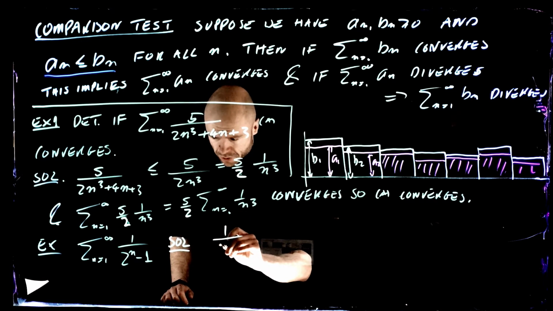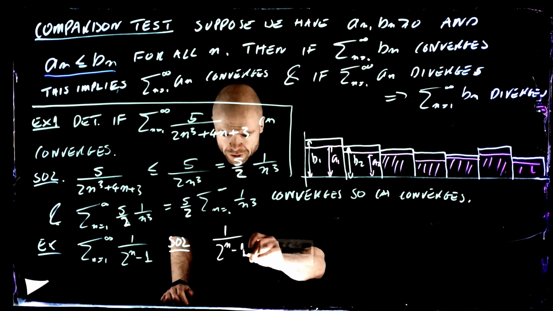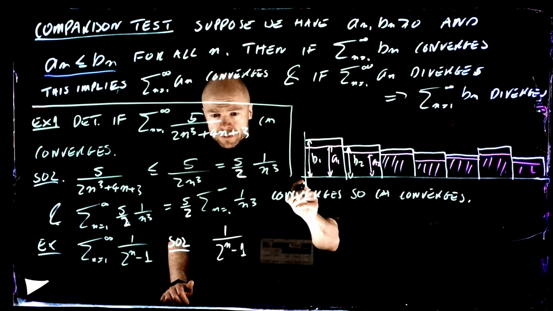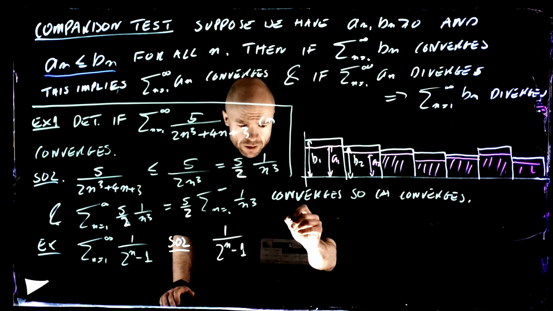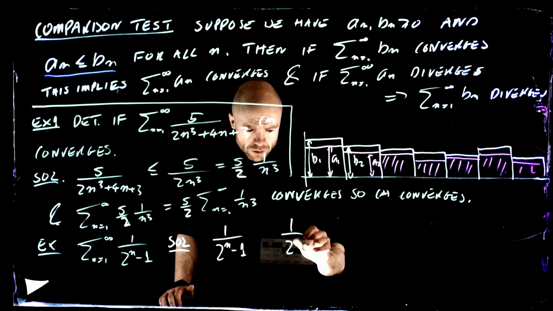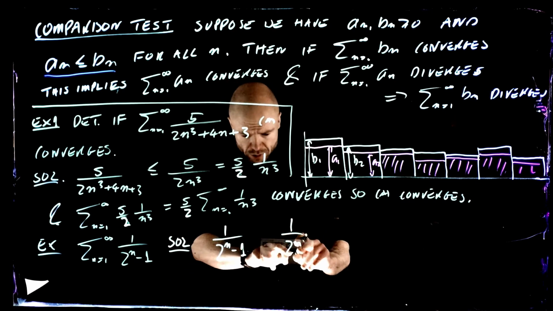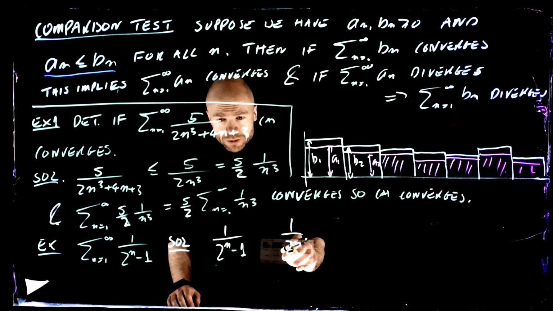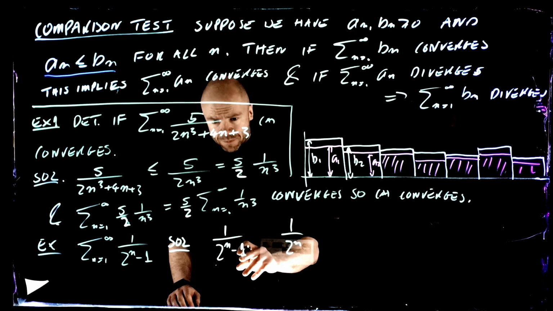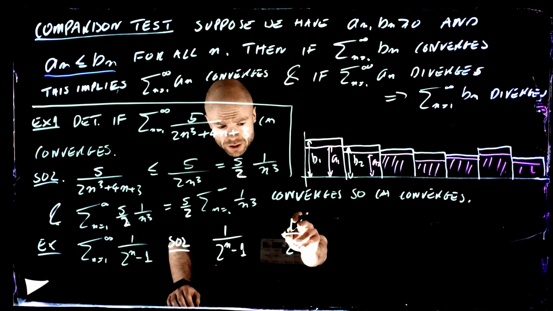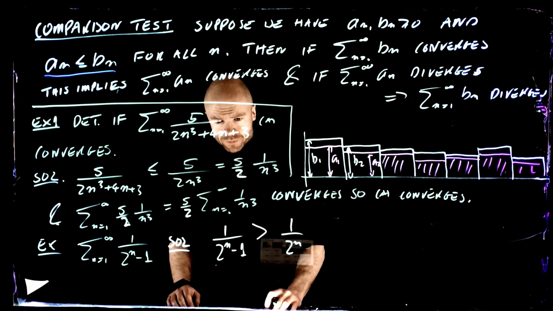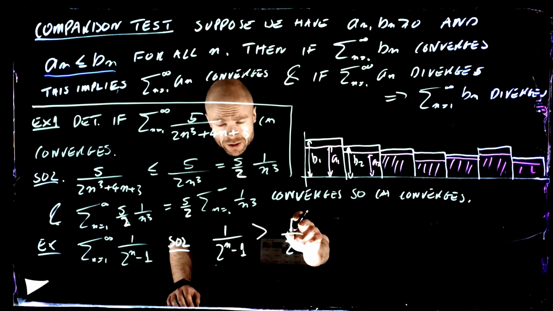So if we have 1 over 2 to the n minus 1, the natural thing is to compare it to 1 over 2 to the n, yeah? But let's compare these two guys. If we look at the denominators, which is bigger, this one or this one? The second one, right? 2 to the n is bigger than 2 to the n minus 1, yeah? Which means that this expression here is smaller than this expression, so the inequality goes this way around. Yeah, so this guy is underneath.